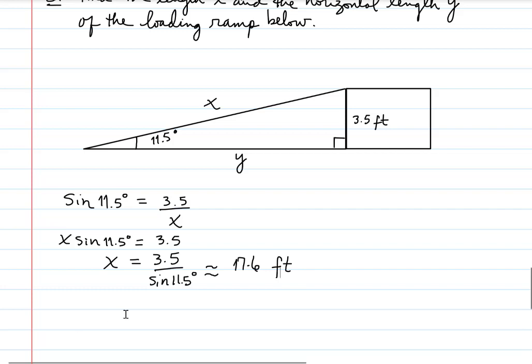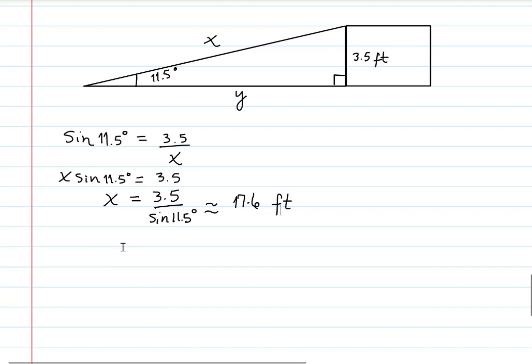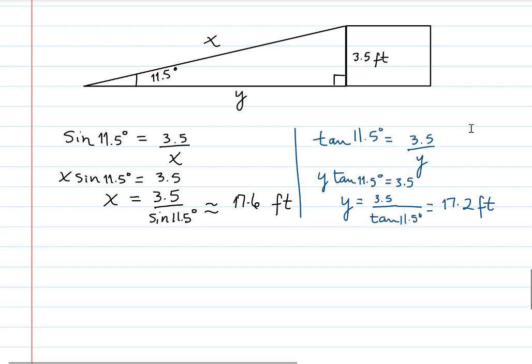Now in the same way, we can find the y. For the y, we can do the same idea, or since you already have x, you can also do the Pythagorean theorem and get a good approximation of it. But just so that we can practice these trig functions, we're going to do it with the trig function. So there we have 17.2 feet.